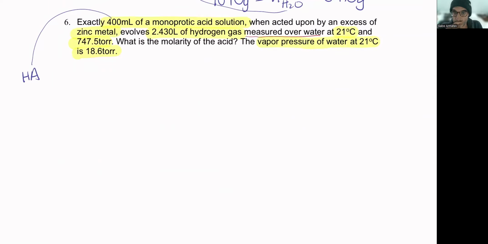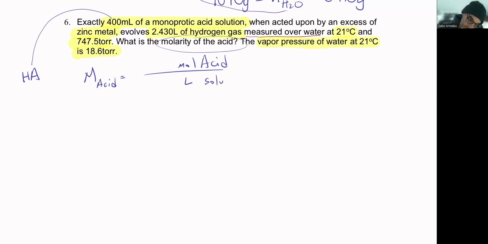Again, let's start at the end. We are looking for the molarity of the acid. So in order to get the molarity of my acid, I need two things: the moles of acid present over the liters of acid solution. Do I have either of those? I do. I have 0.400 liters of my acid solution. That's right here.